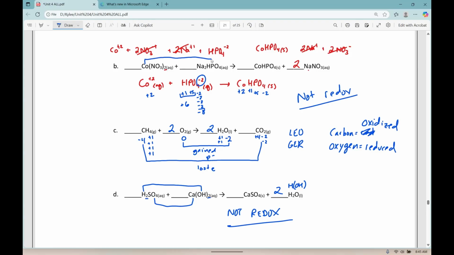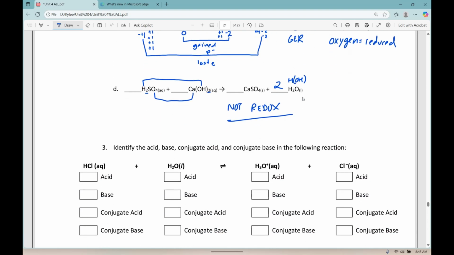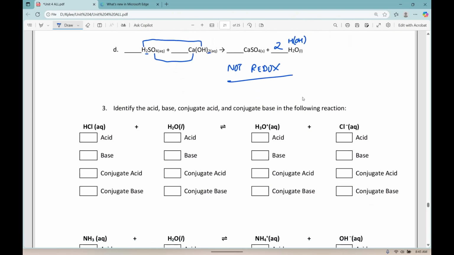But if you go back and look, it is double replacement because cobalt is hooking up with HPO4 and sodium is hooking up with nitrate. So again, double replacement, not redox. I went through those numbers though so you could see it. Now that I know that and I've proved it, I don't think we need to go through the oxidation numbers on letter D.